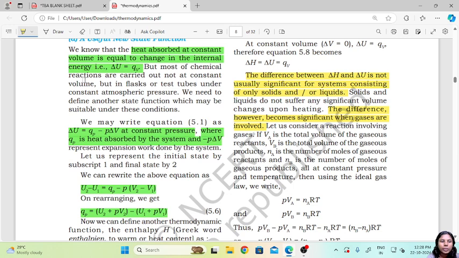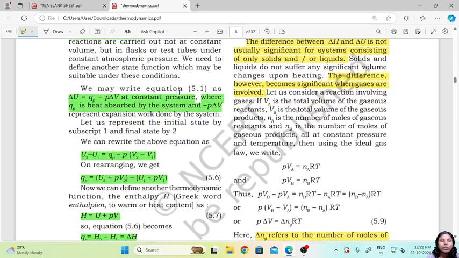But most of the chemical reactions are carried out not at constant volume but in flasks or test tubes under constant atmospheric pressure. So this relation is there, but when we are doing it experimentally, we are not considering the volume to be constant. Instead, we are considering the atmospheric pressure to be constant. Now we need to define other state functions which may be suitable for these conditions.